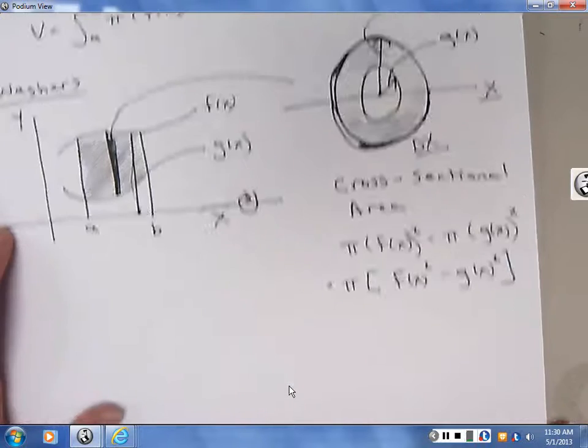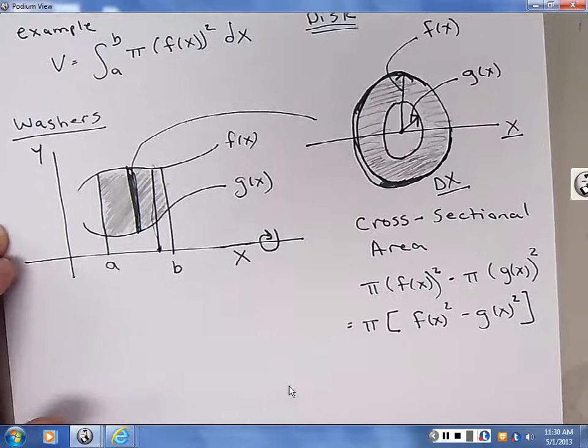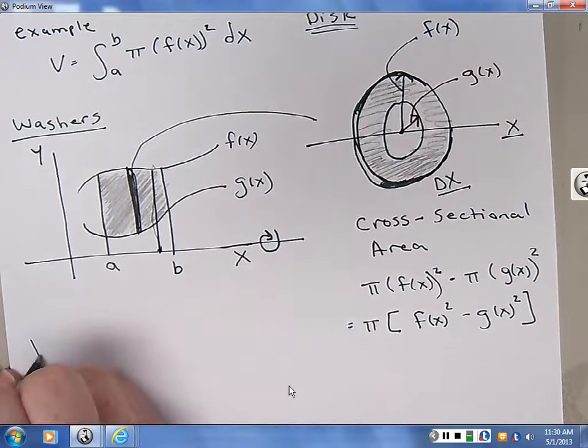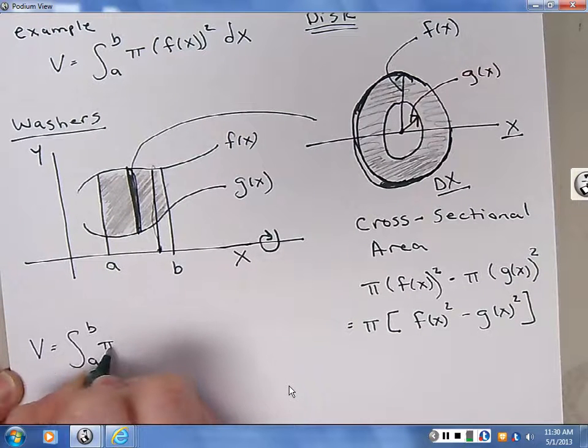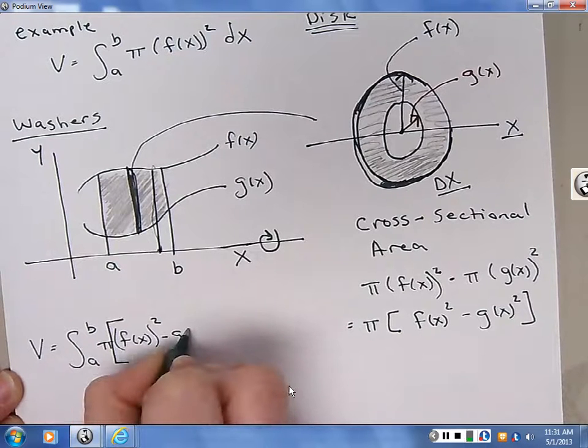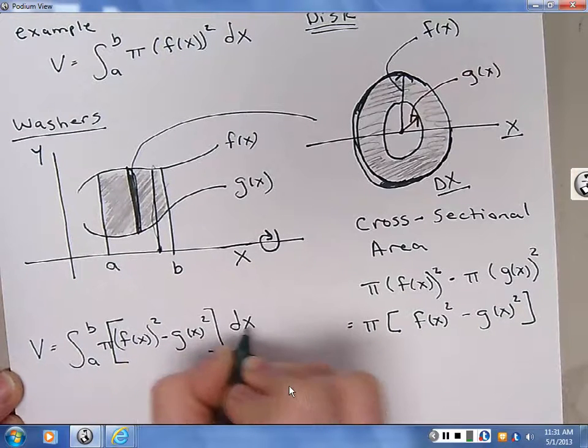Oops, sorry about that, guys. Does that make sense? I take the pi times the outsidemost function minus pi times the insidemost function. That gives me area of the cross-section. To get volume, I multiply that by my differential, right? And then if I add up all those volumes from a to b, I'm going to get the volume of the whole shape. So the volume here would be the integral from a to b of pi times f of x squared minus g of x squared dx.